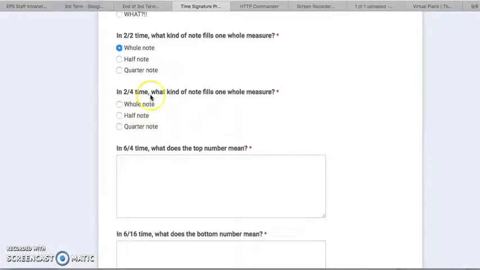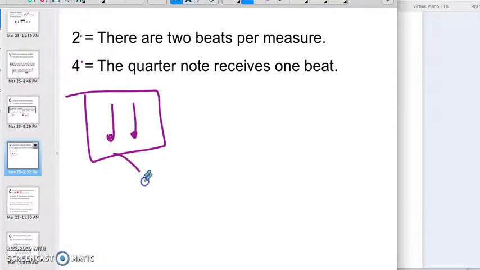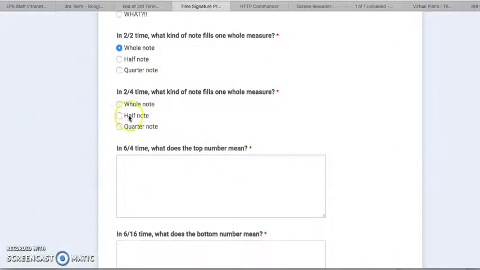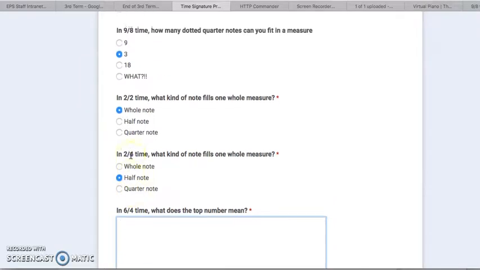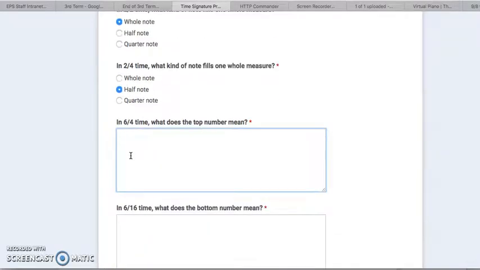The question asks, what kind of note fills one whole measure? I know it's not 2 quarter notes because that's 2 notes, but I do know that a quarter plus a quarter is equal to a half note. So the answer then is half note. These questions are similar to the beginning, and we just fill in our equation.